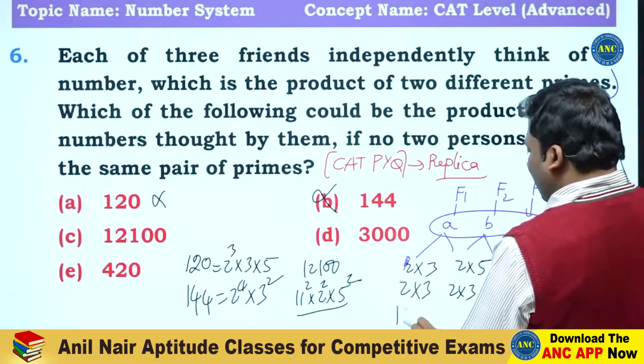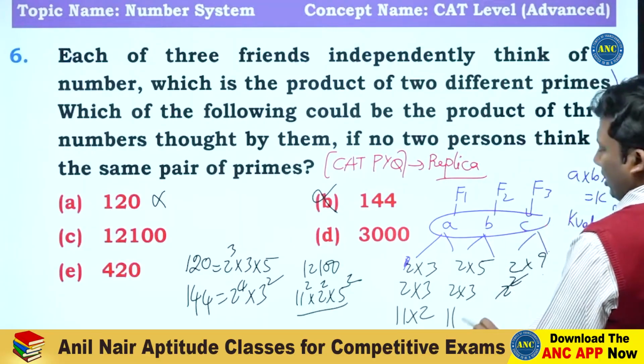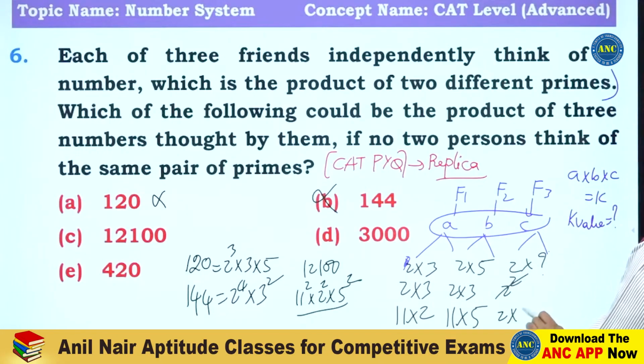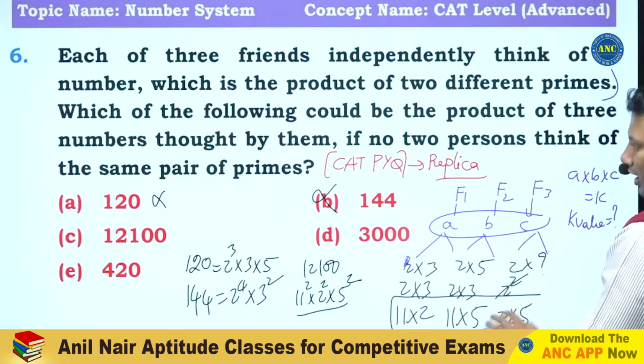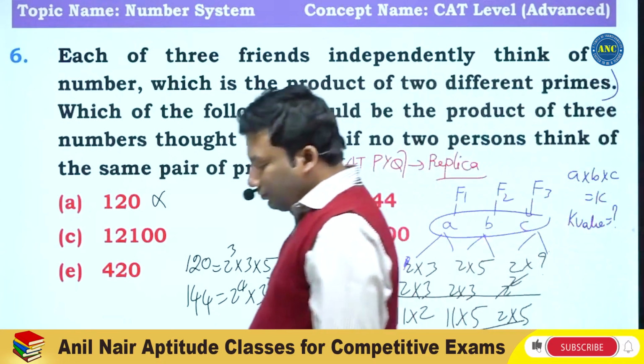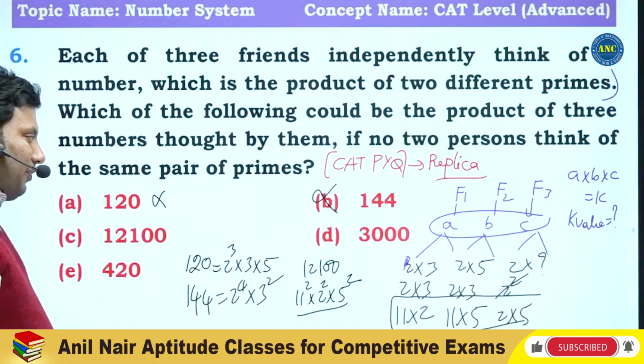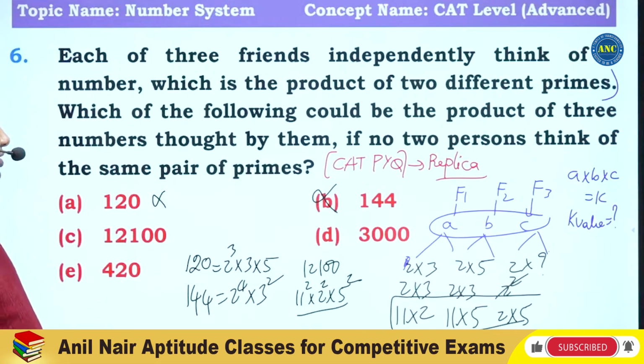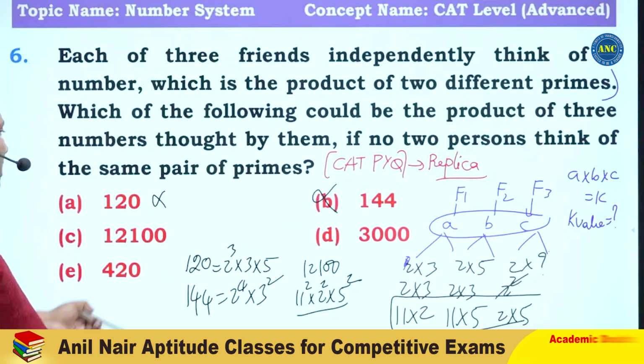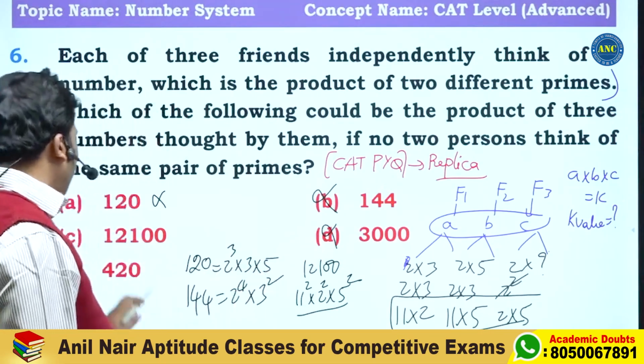12100 is 11 square into 2 square into 5 square. Oh, the power is an even number. I got the answer: 11 into 2, 11 into 5, 2 into 5. That is 2 into 11, 2 into 5 and 11 into 5. Are you all with me? 144 cannot be. Similarly, 3000 cannot be.